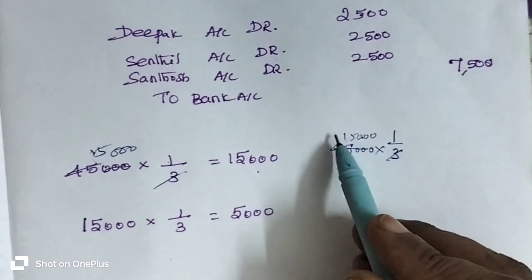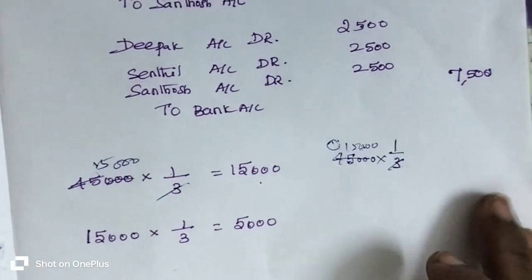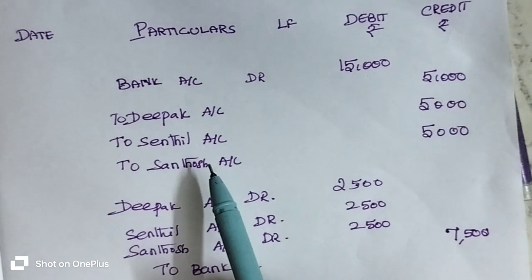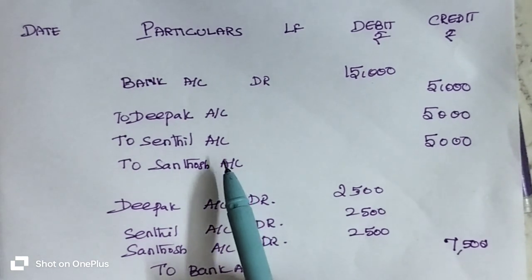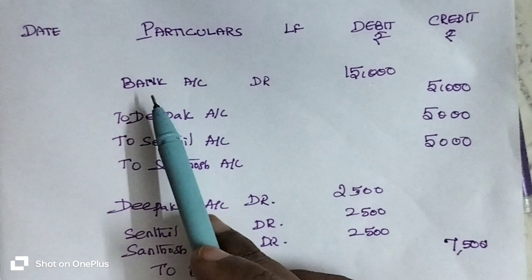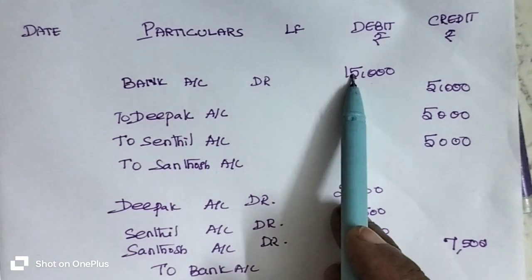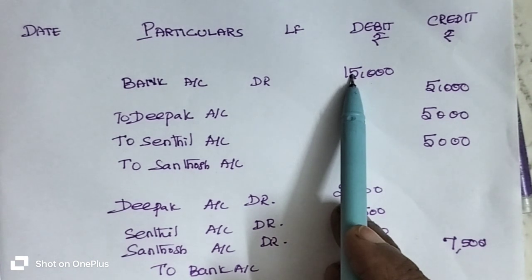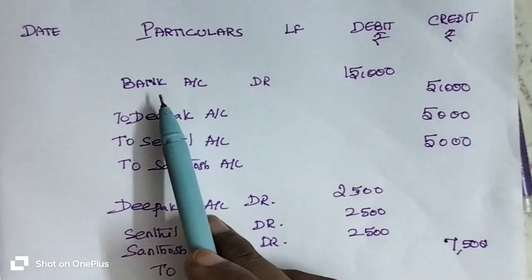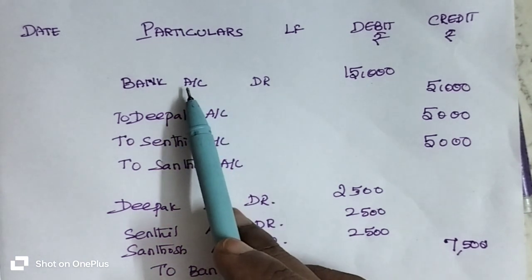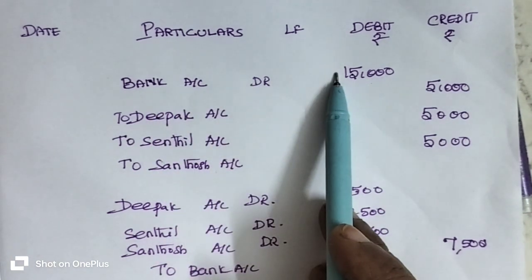First we have to pass the entry for Gerald, the new partner's 15,000 rupees goodwill. What is the journal entry? Cash comes into the business, in the name of goodwill. How much? 15,000 rupees. Gerald is a new partner who brings the cash 15,000 rupees into the firm as goodwill. What is the format? Cash comes into the business, so bank account debit 15,000 rupees.